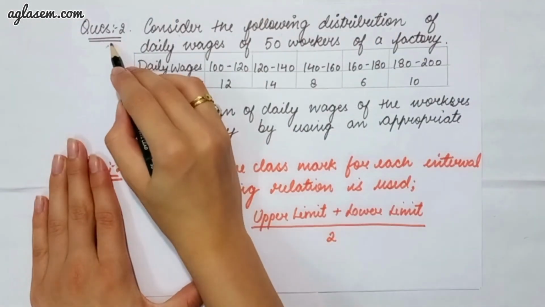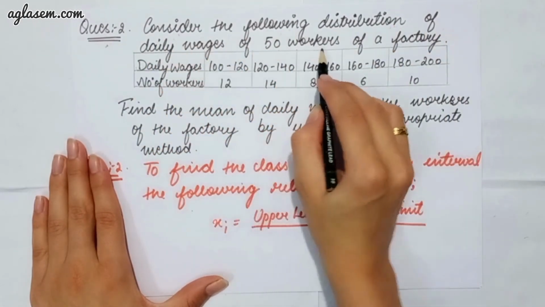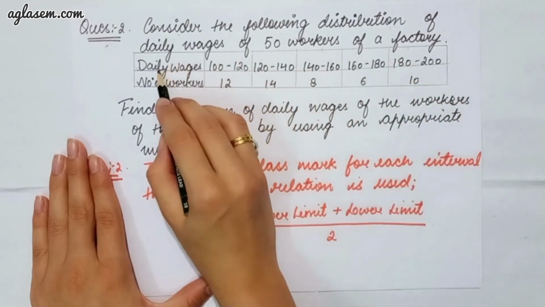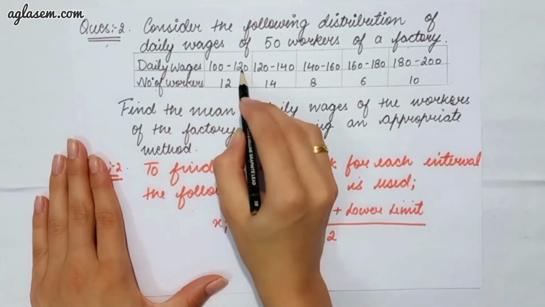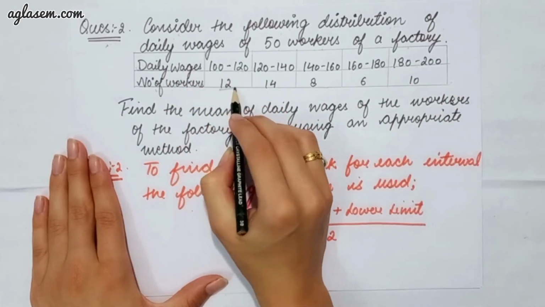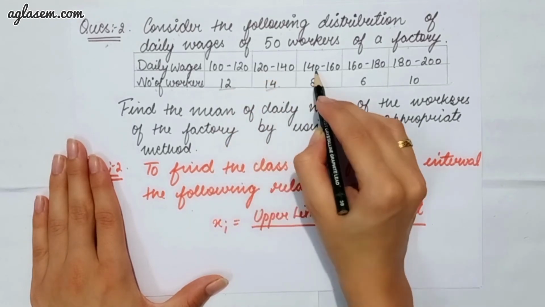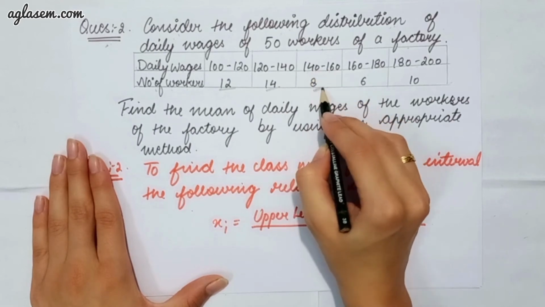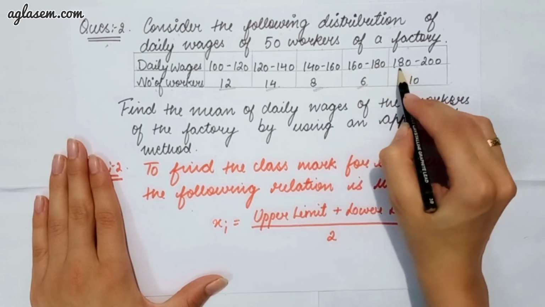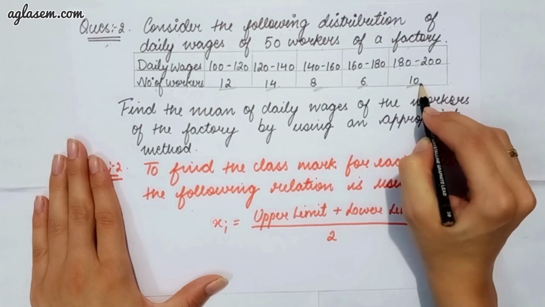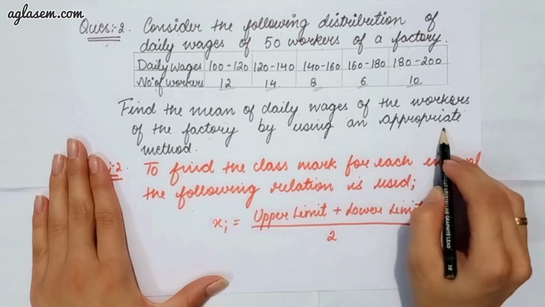Further moving to question number 2, which says: consider the following distribution of daily wages of 50 workers of a factory. Here the daily wages and the number of workers are given. On daily wages 100 to 120, the number of workers is 12. On 120 to 140, the number of workers is 14. On 140 to 160, the number of workers is 8. From 160 to 180, the number of workers is 6. And from 180 to 200, the number of workers is 10. So we have to find the mean daily wage of the workers of the factory by using an appropriate method.